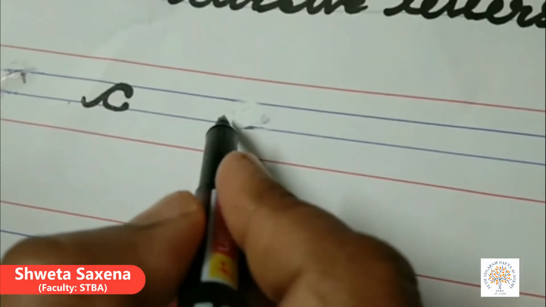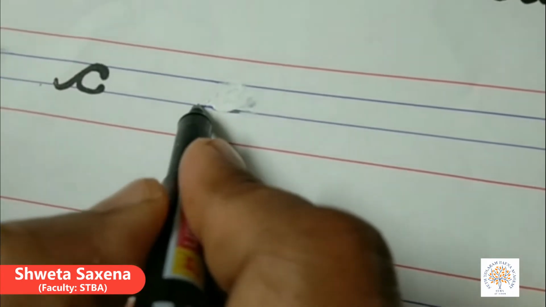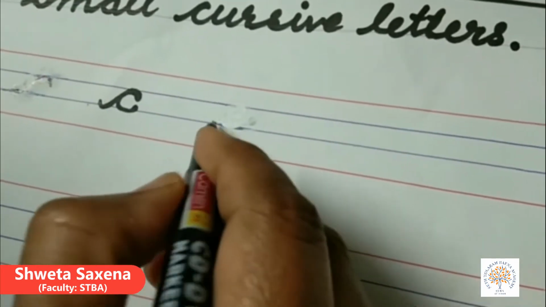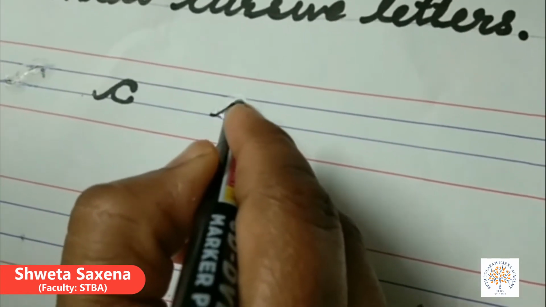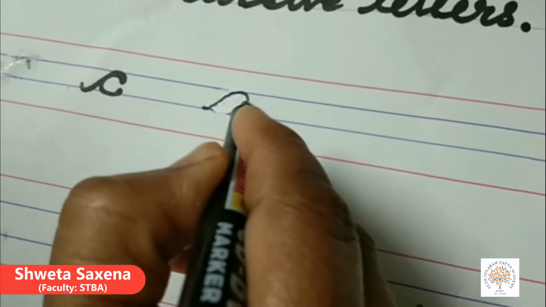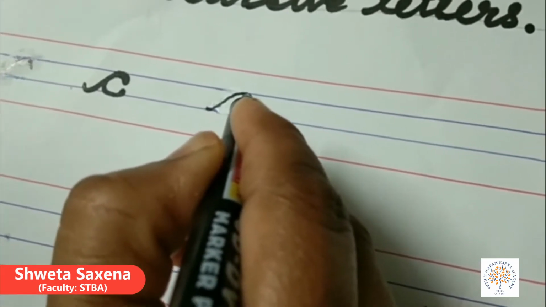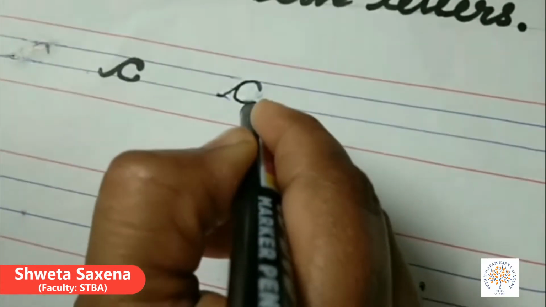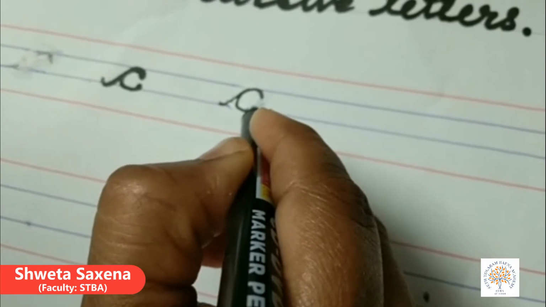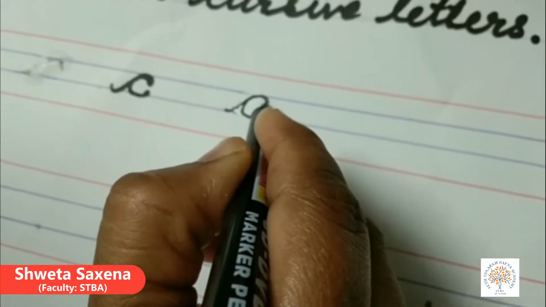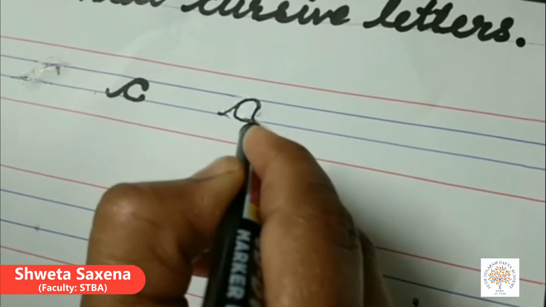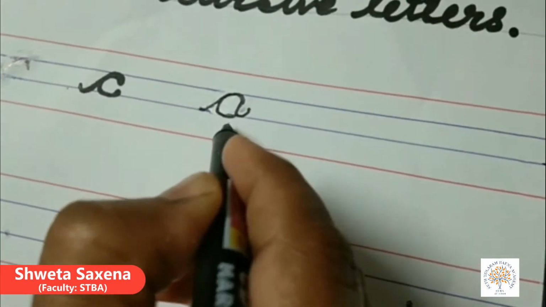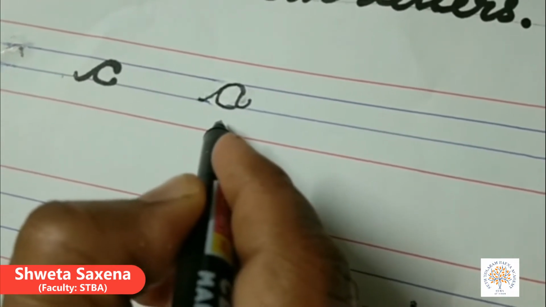Next letter A. Start from the third line, make a curve to the second line, then turn back, come to the second line, make a curve, go upside, come back down and make a little curve. A. A for apple, A for ax.